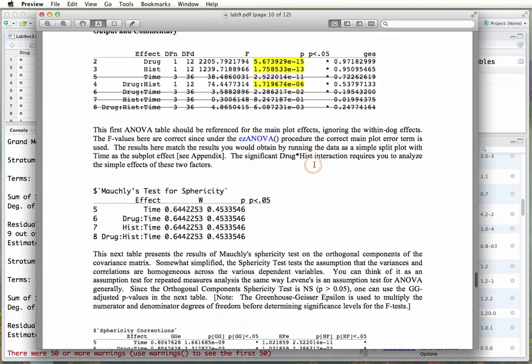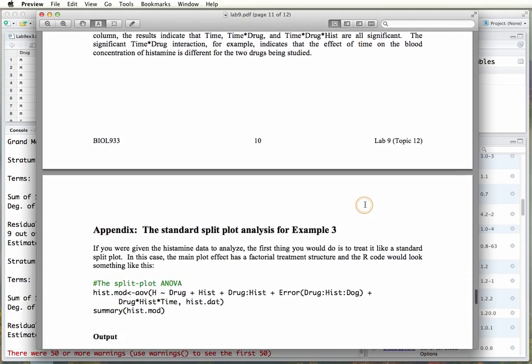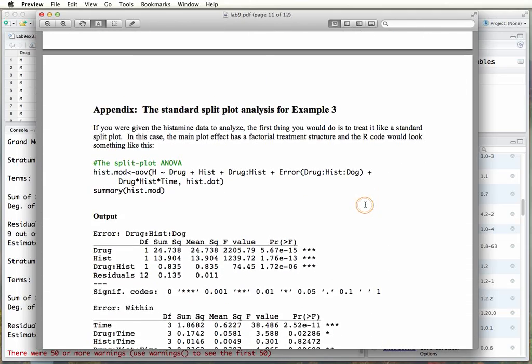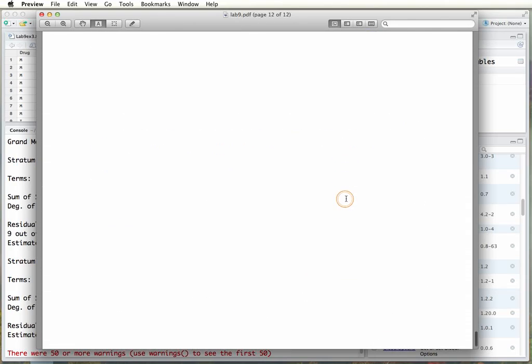I take a look at the lab handout. I've gone through a lot of narrative here. A lot of it's what I've gone over here, and then there's an appendix of what the full standard split plot analysis would be for this tortured dog example.